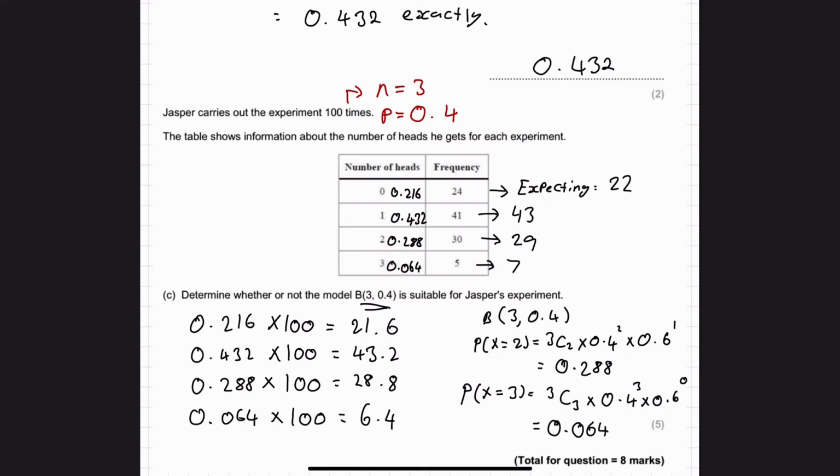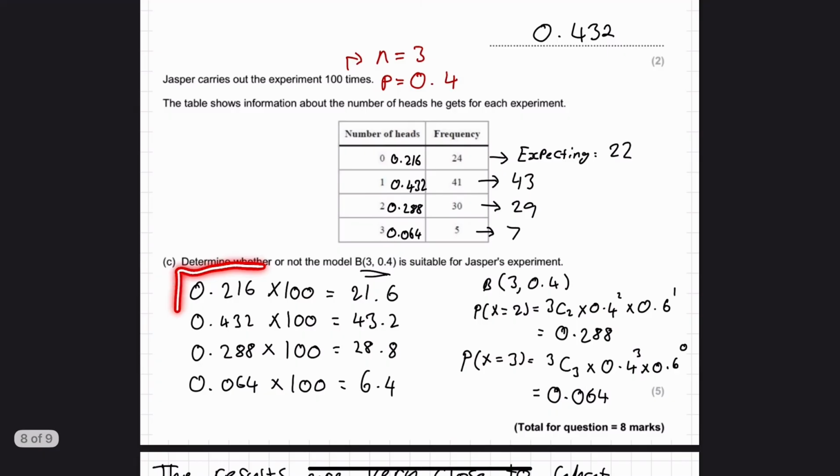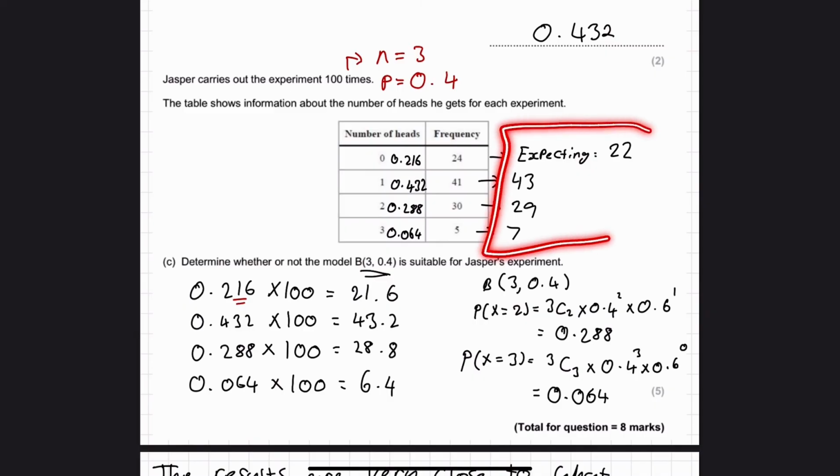We figured out the probabilities of these things earlier. And we times them by 100 because these are the probabilities for him doing the experiment once. But if you want to figure out what we're expecting if he does the experiment 100 times, we're going to times all these probabilities by 100. And that produced these results. These are what we're expecting. These are what we got.